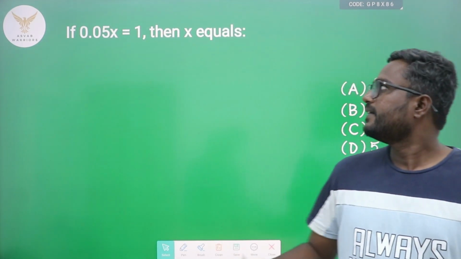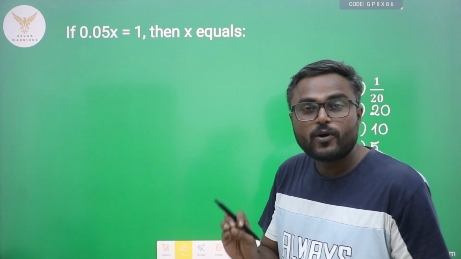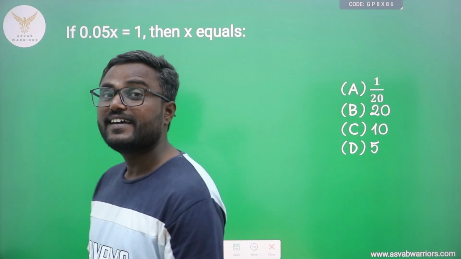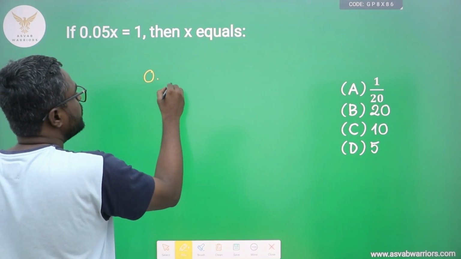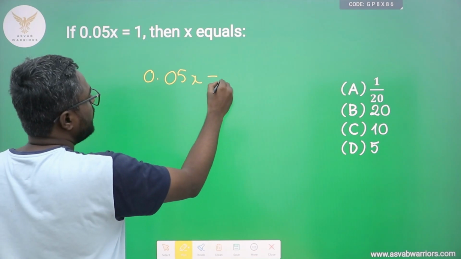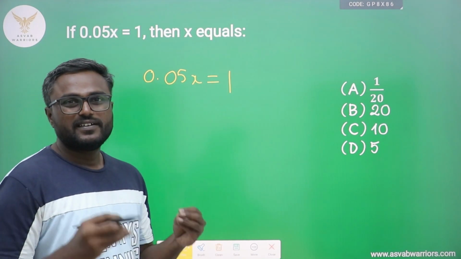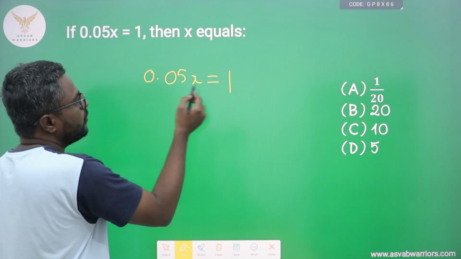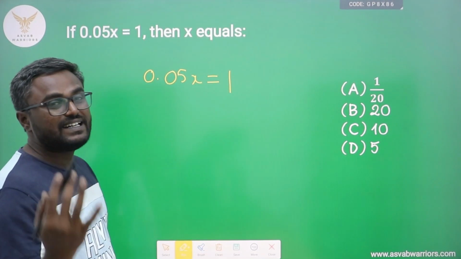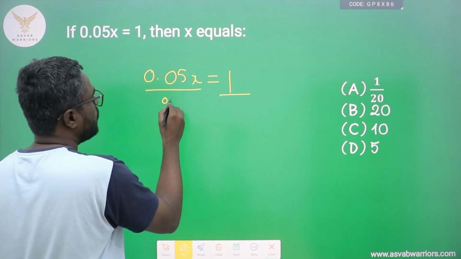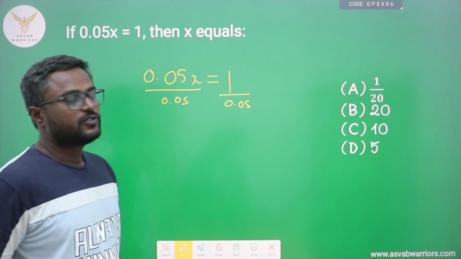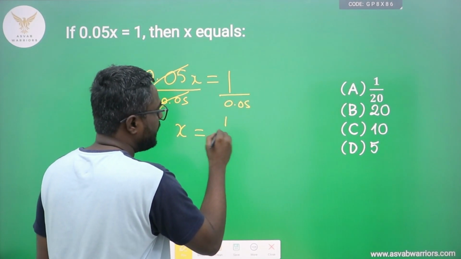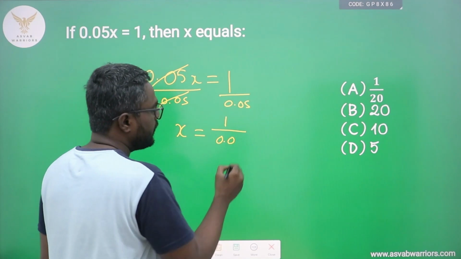The next question says that if 0.05 times x is equal to 1, then x equals what? I'll just write down the equation again: 0.05x equals 1. The most important thing in order to isolate this x is that the problem is 0.05. As we all know, 0.05 is multiplied with x, so I will divide both sides by 0.05. This 0.05 will get cancelled. On the left hand side we only have x, and on the right hand side we get 1 over 0.05.